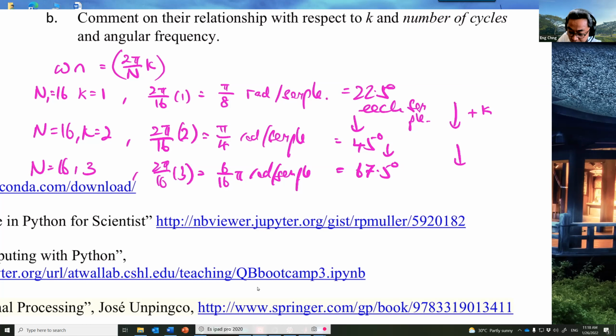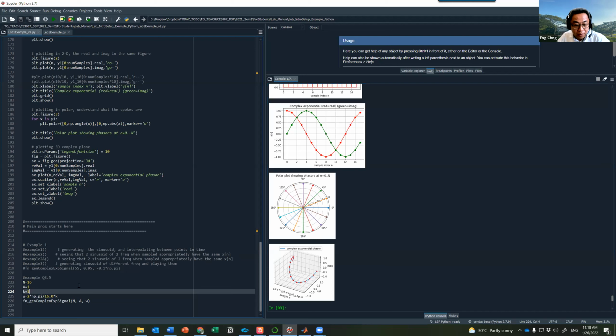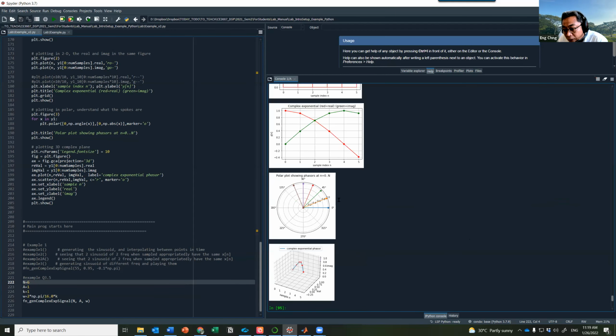Let us see the figure. All right, let's try K equals 1. Let us see where is 22.5 degrees. From the first point to the second point is 22.5. I'm going to use fewer samples to show you. This point to this point is 22.5, and this point to this point is 22.5. So in 2 points, I will make 45 degrees, and in 4 points, I'll make 90 degrees.